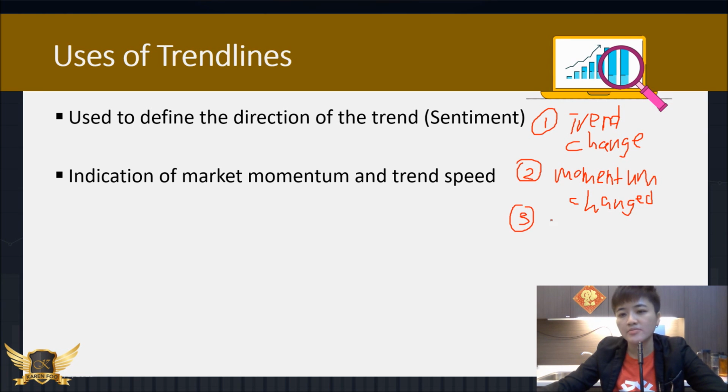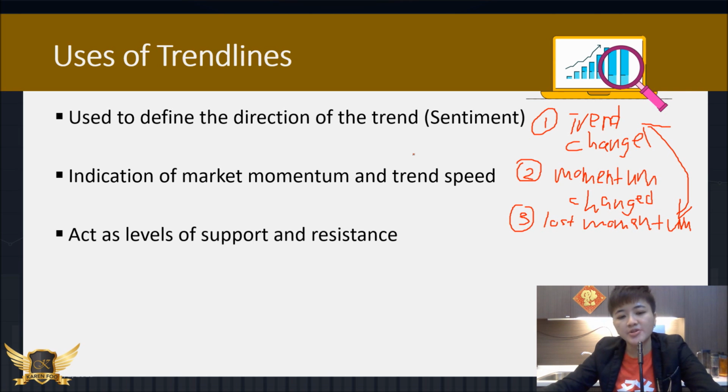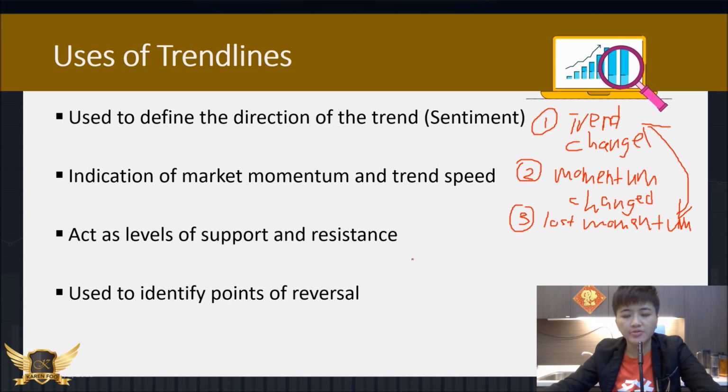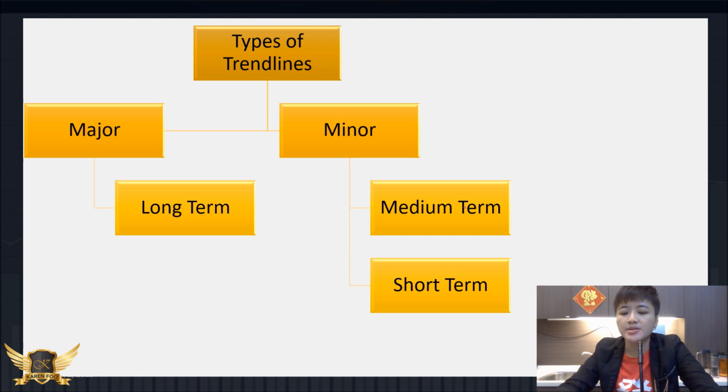So of course, the third reason for price breakout of the trend line is when the price has lost momentum. And this case is about the same underlying reason as when the trend will change. And by now you already know that your trend line acts as a support and resistance, a sloped support and resistance level. So when it comes to a trend line, you also can use it to point out where the price would reverse.